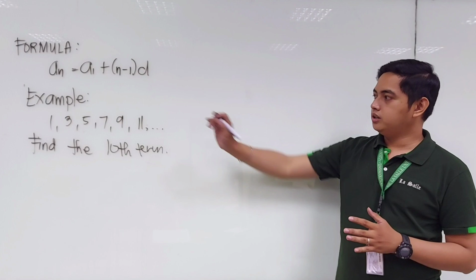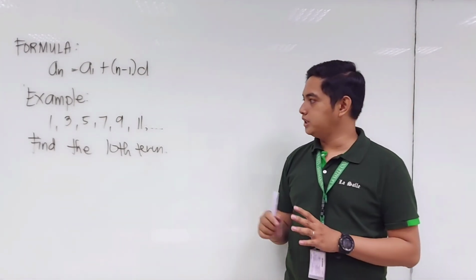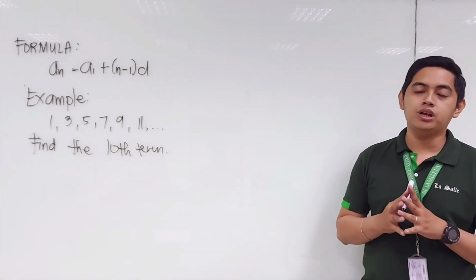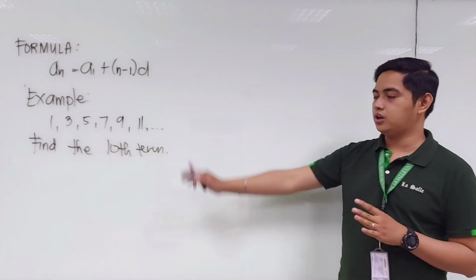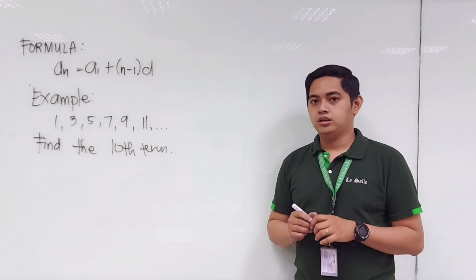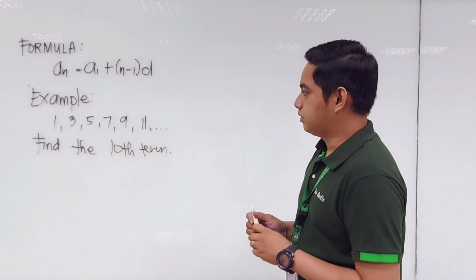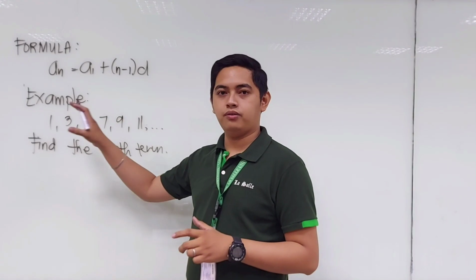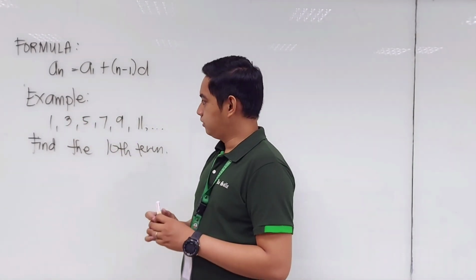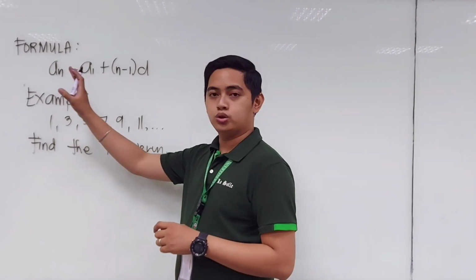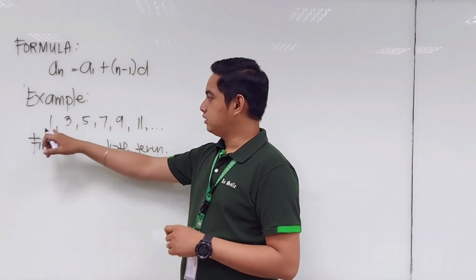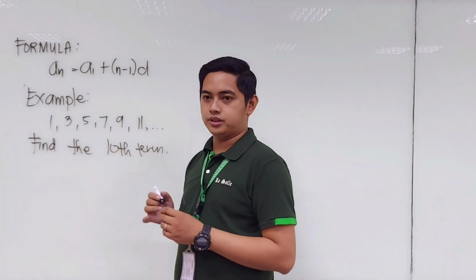In this example, given this sequence 1, 3, 5, 7, 9, and 11, the first thing we need to do is to find out if the given sequence is an arithmetic sequence or not. And how can we do that? First, we need to find out if there is a common difference between these terms. So, all you have to do to find the common difference is to subtract the first term from the second term.